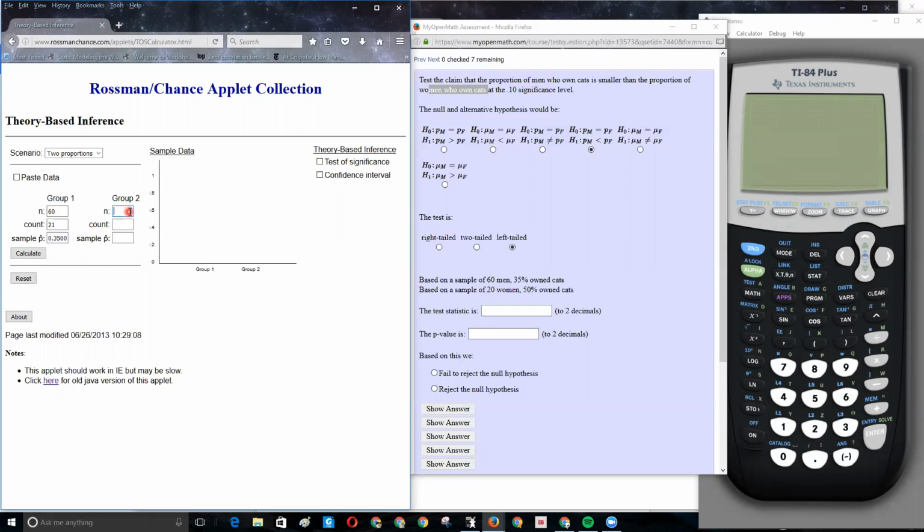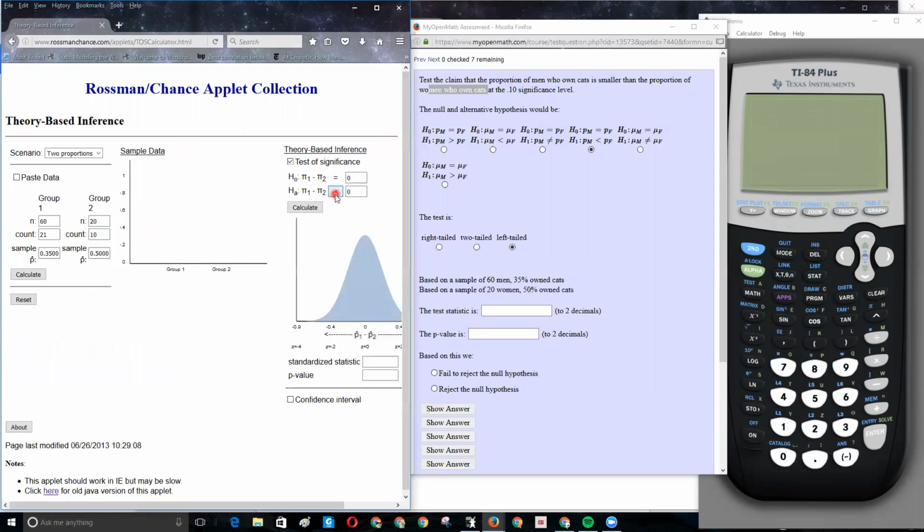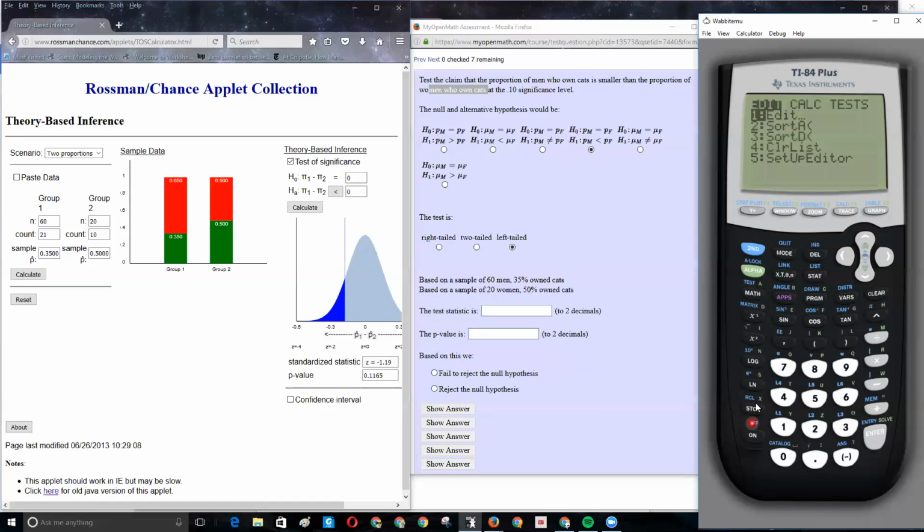And then the next one is 50% of women, 50% of 20 women. Well, I don't even need a calculator for that because that's going to be 10. And then we're going to do a test of significance. And we did a left-tailed test, and we're saying the mean difference. So remember, in this version, they brought the P1 over. So they subtracted the proportion of females from both sides. You did a little algebra. And it's a left-tailed test. Now I'm going to calculate. So there's my test statistic. There's my p-value.